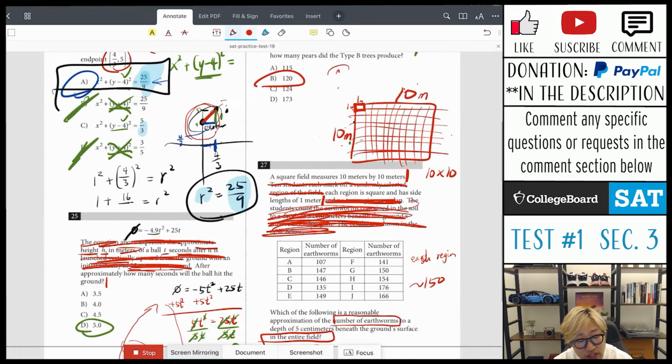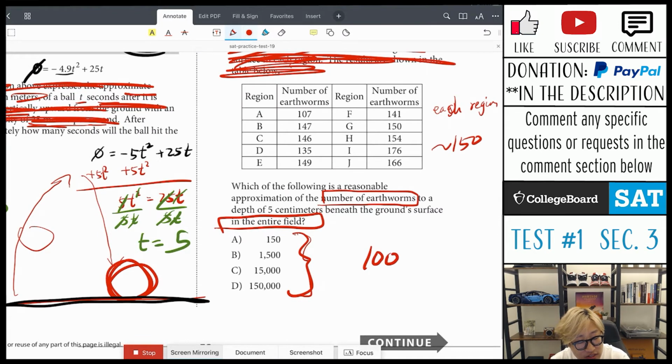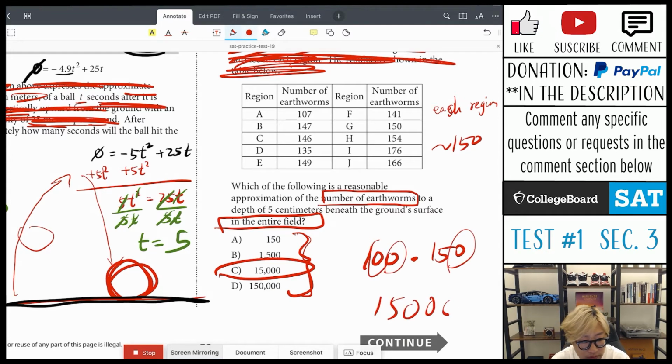But how many regions do I have? It's 10 by 10, so there's 100 regions. So 100 regions, and then there's 150 each, multiply, and that's 15,000. 1, 5, and 3 zeros, 15,000.